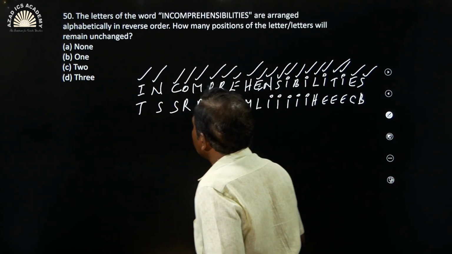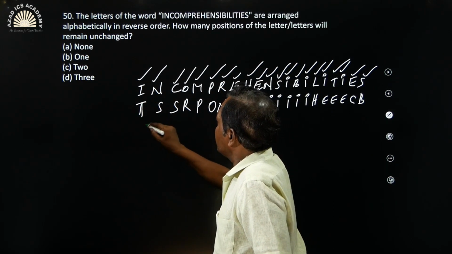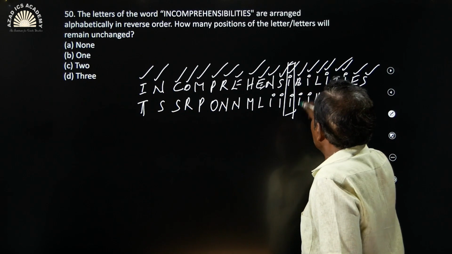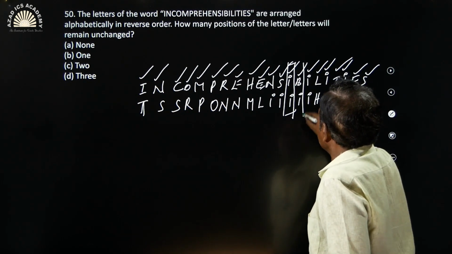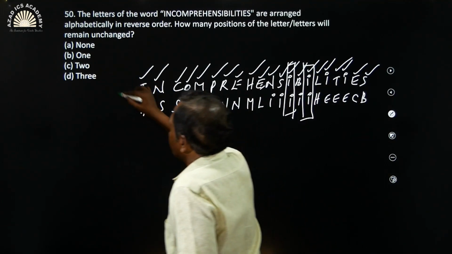Now, how many letters remain unchanged? There is a change here. I, this is unchanged. Okay, this is one. There are two. The answer is two letters.